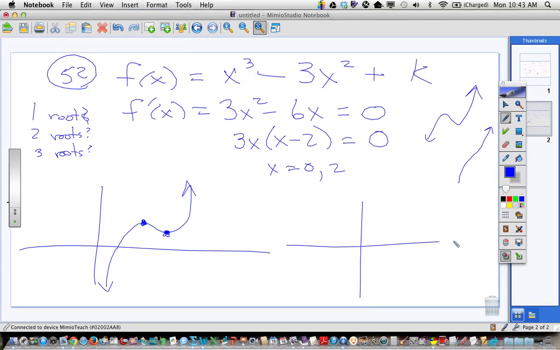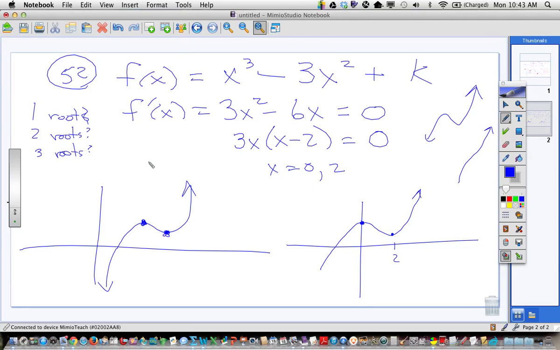It's more like this. It's going to be when x is 0 and when x is 2. We know it goes up like so. Okay? So it's going to be this sort of thing, where the max is going to be there and the min is going to be over here at 2.